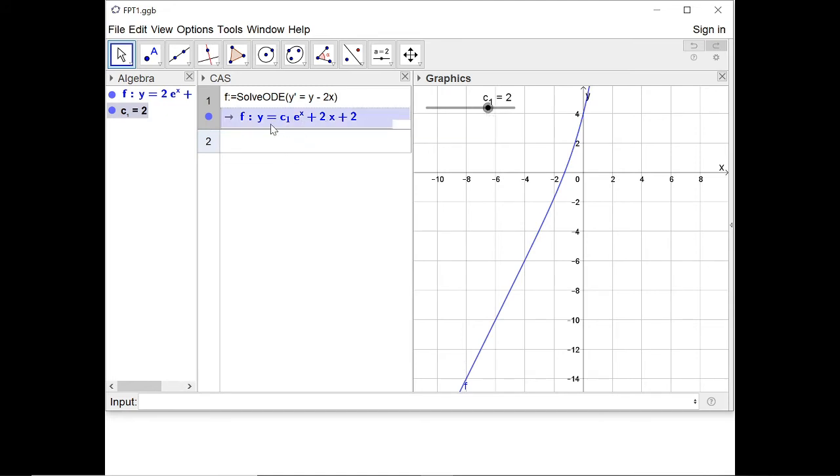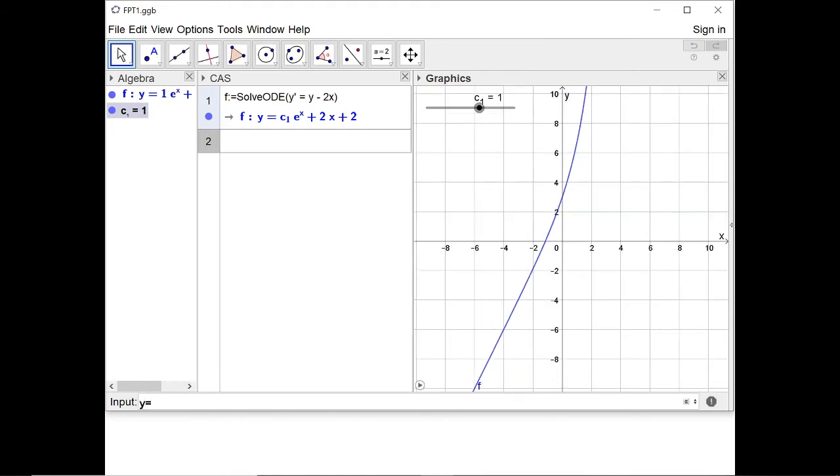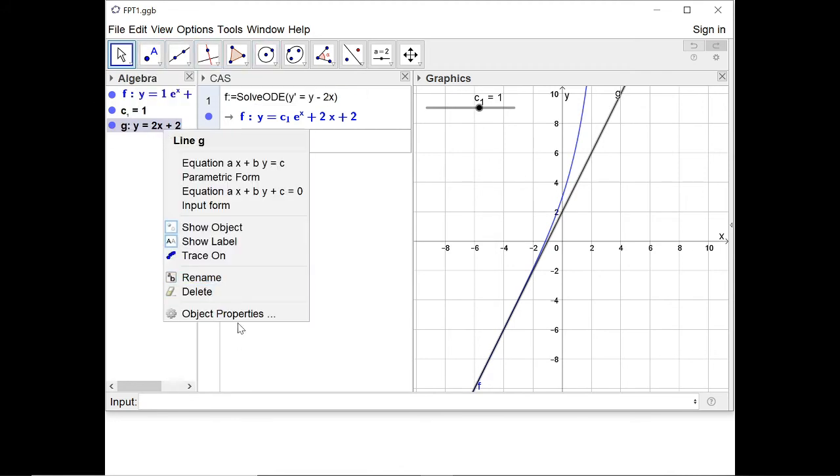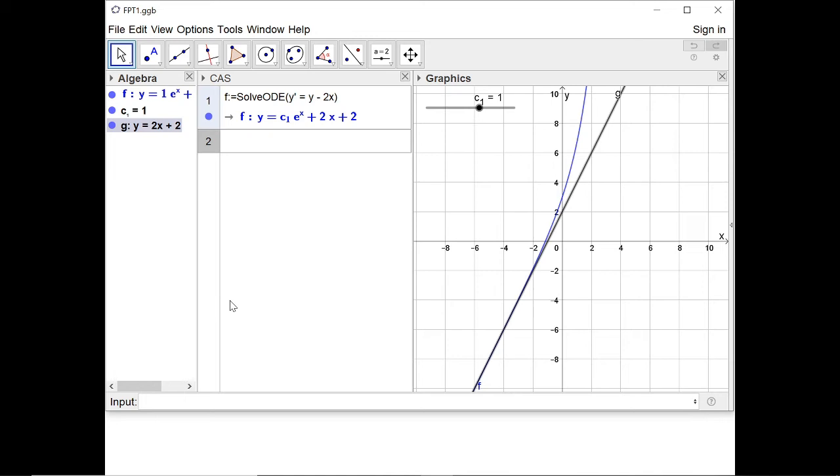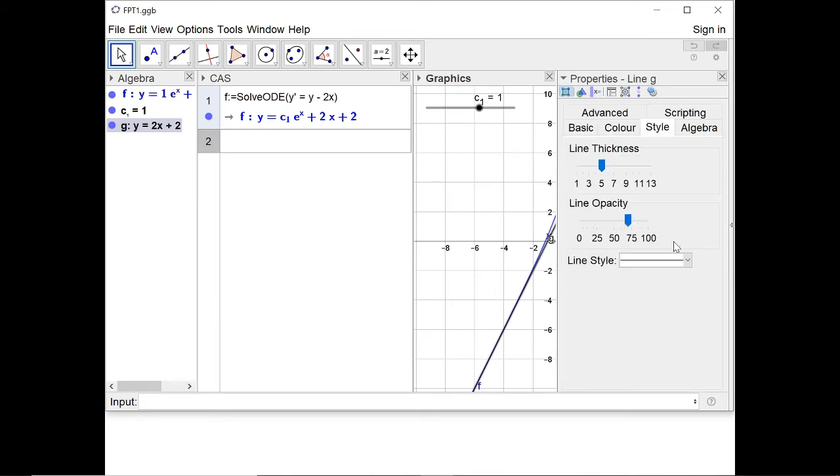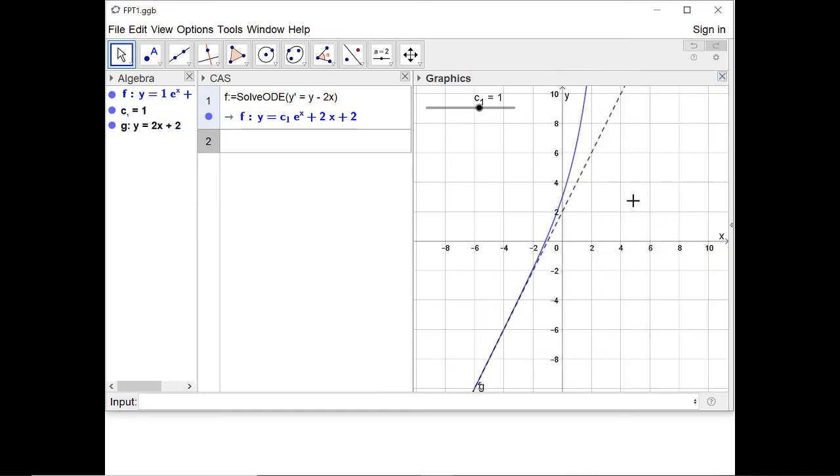Well, looking at my equation, I've got y = c1 e^x + 2x + 2. I can see that as x tends to negative infinity, the e^x term is going to become vanishingly small. So it looks as if this curve is going to tend to y = 2x + 2. So let's plot that on our axes, y = 2x + 2. And I'm just going to select that line, and I'm going to make it a dotted line just to make it a bit clearer that that is the asymptote.